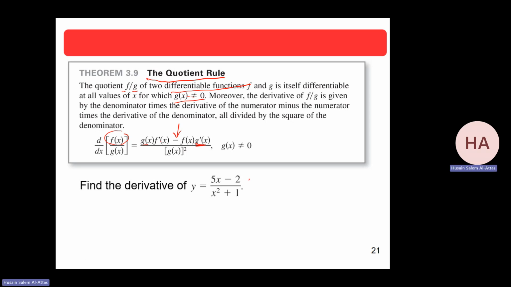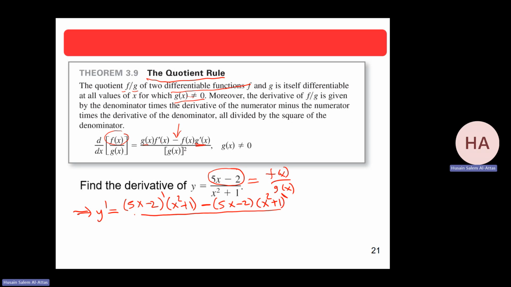Let us apply it here. I have f over g. So it will be y prime: the derivative of the numerator, the derivative of 5x minus 2, times the denominator, minus the numerator times the derivative of the denominator. I put the prime to be sure it's a derivative. Now I just put the formula, now I'll do the calculation.